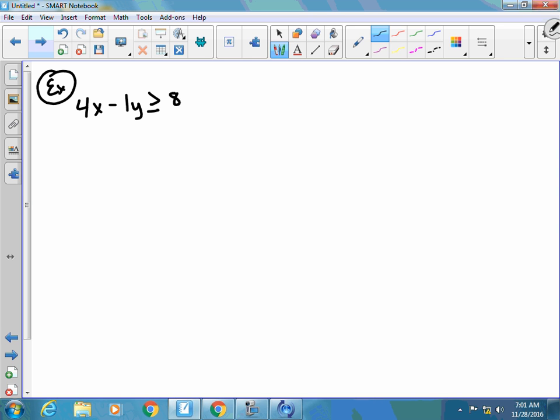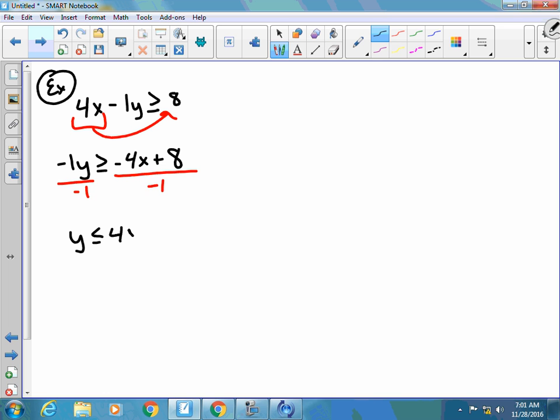Okay, so I'm going to go ahead and rearrange this. I'm going to move that 4x over. So I've got negative 1y is greater than or equal to negative 4x plus 8. Shouldn't have picked a large number, but oh well. I got to divide by that negative 1. Remember, when I divide by a negative or multiply, I need to flip my sign. This is a part a lot of people forget. So I've now flipped my sign and I can go through and graph.